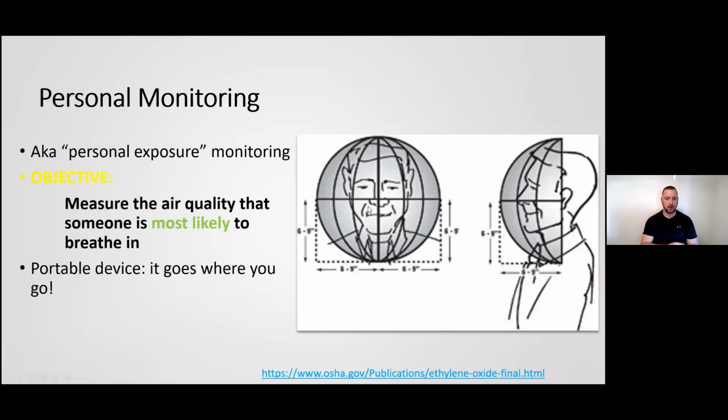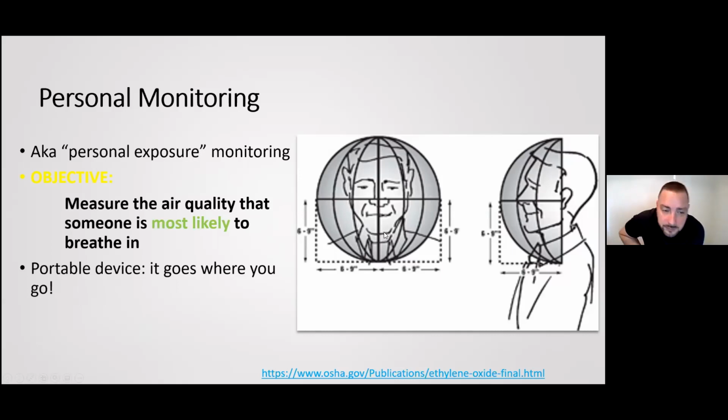Why would you want personal monitoring? Well, if you have a stationary monitor, you put it in one spot and it can only ever monitor the air in that spot. It might get air that's coming from other places, but the monitor itself is staying in one spot. So if you want to see what you as an individual are being exposed to, that monitor would have to follow you wherever you're going.